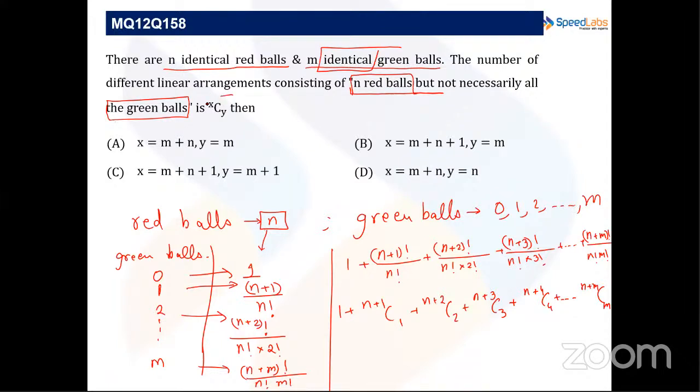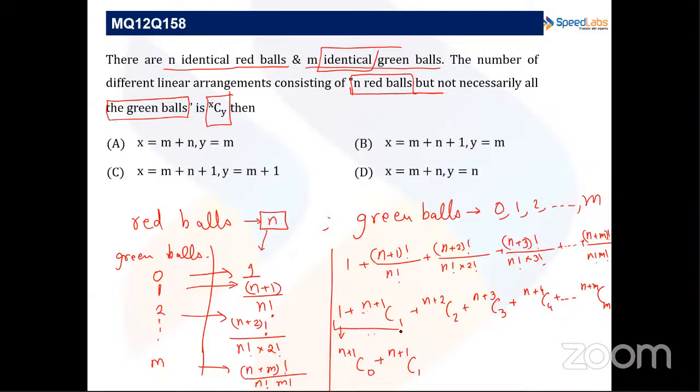But we have the option in the form xCy. So we know the property from here. We can see if we have n+1 C1, and if we have n+2 C1 and n+1 C2, then that would become n+3 C2. So we can write this one as n+1 C0.